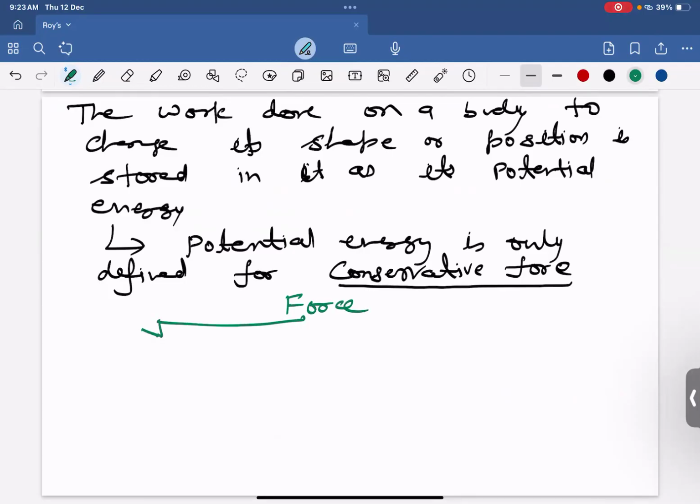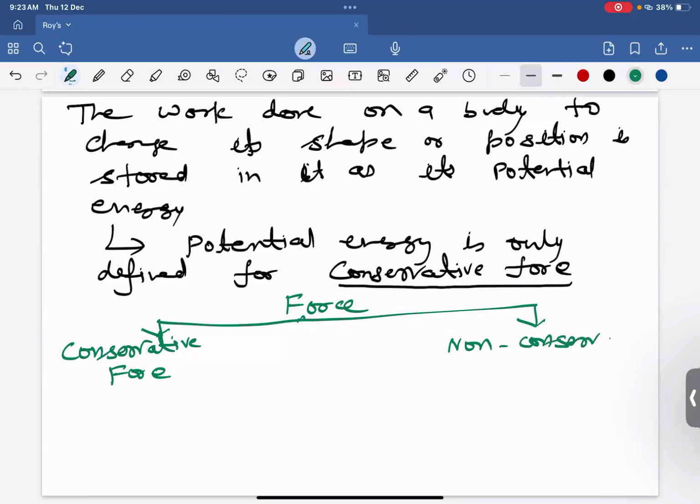Do you know the difference between these two, Neil? Yes, sir. Please tell what is conservative force. No, sir. I don't know.